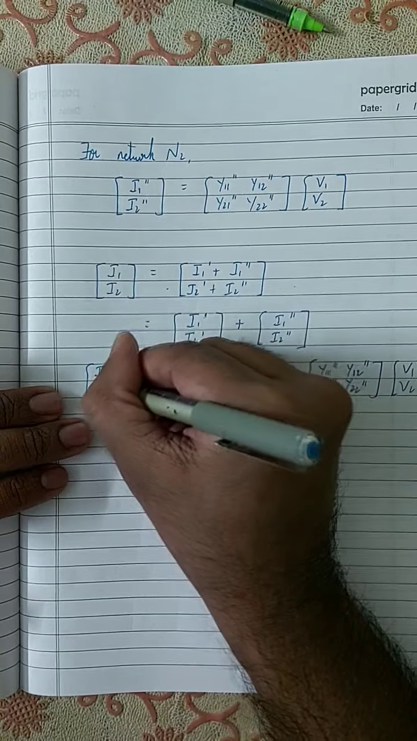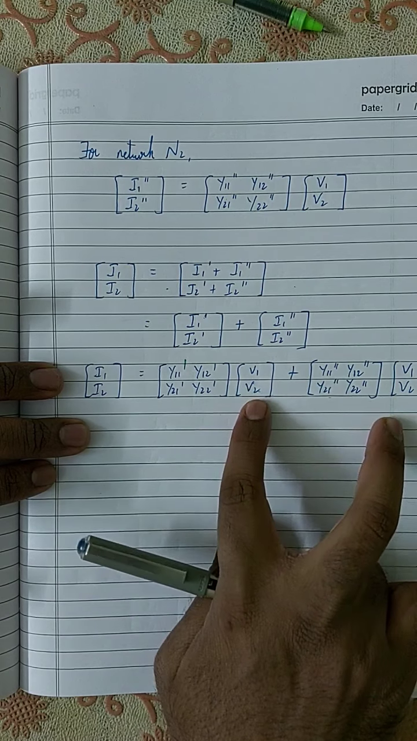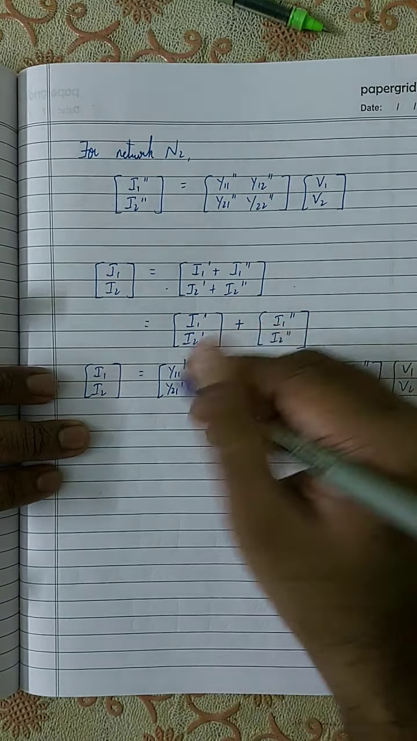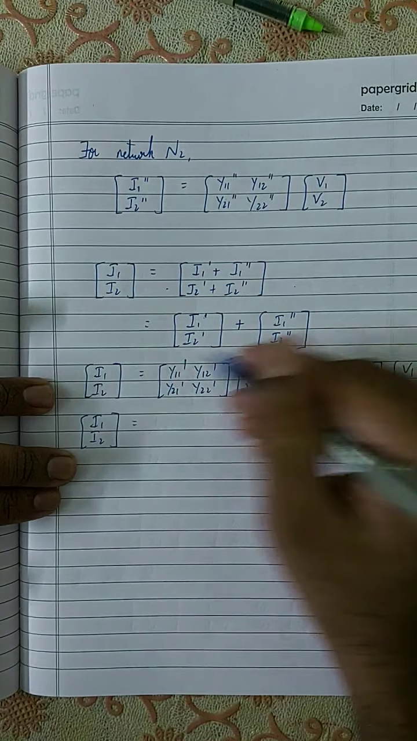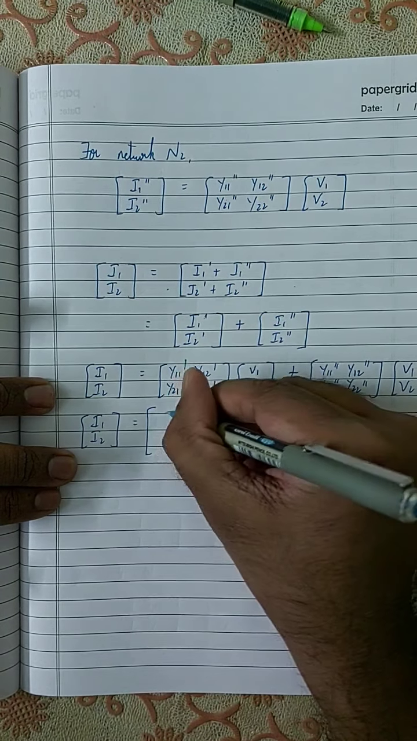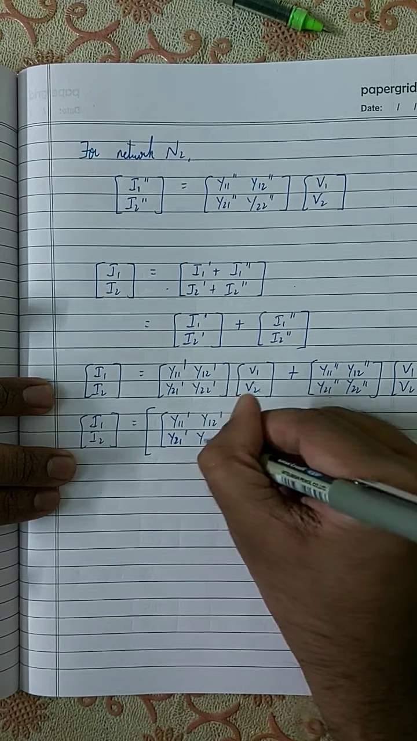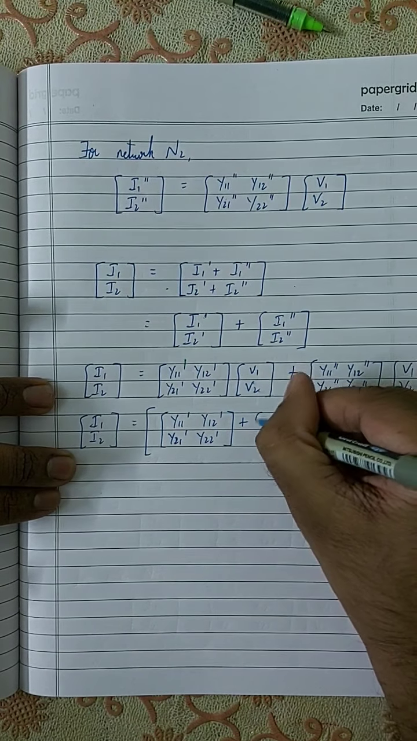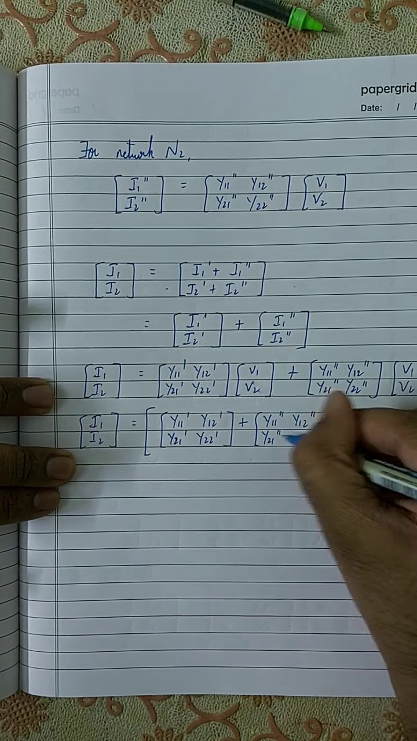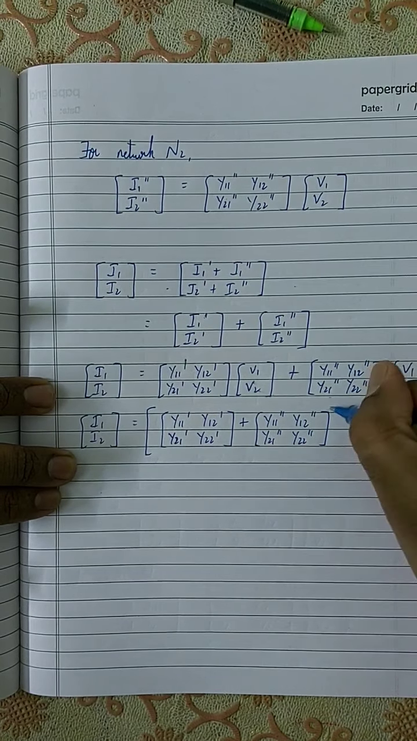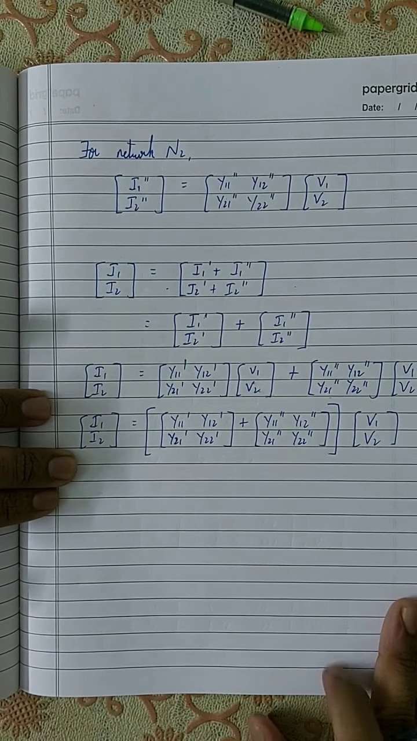Here you can see that the V1, V2 matrix is common in both terms, so I can take it outside. The I1, I2 matrix is equal to, and I'm going to write it like this so that you will understand, the matrix Y11 dash, Y12 dash, Y21 dash, Y22 dash plus the matrix Y11 double dash, Y12 double dash, Y21 double dash, Y22 double dash, into V1, V2.